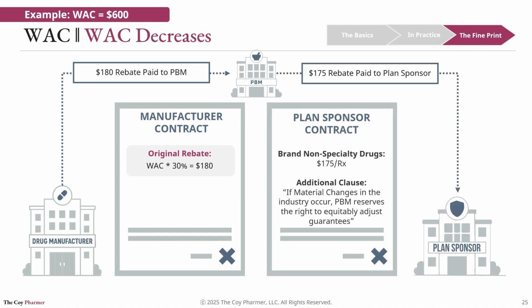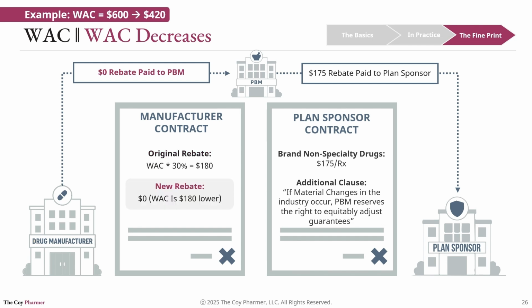They were paying the plan sponsor $175 flat guarantee. Again, these slides show a significant oversimplification of what a PBM contract looks like to make it easier to learn about this complicated industry. I've added an example clause that is typically found in contracts between plan sponsors and PBMs that cover circumstances such as WAC decreases that may make different options available for the PBM in cases of unanticipated industry changes.